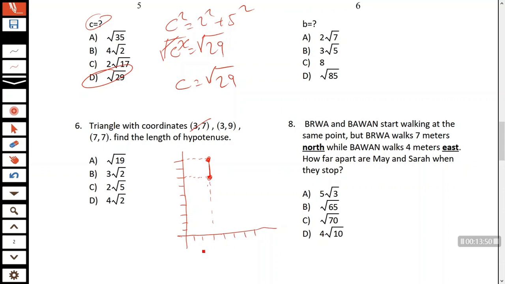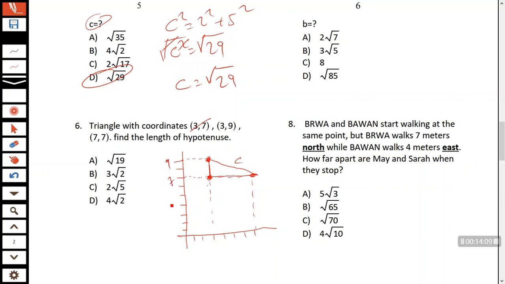I connect them. Then (7, 7): 1, 2, 3, 4, 5, 6, 7 across and 7 up. Very good. That's fine. The question is asking about the hypotenuse. Now we have finished the drawing.